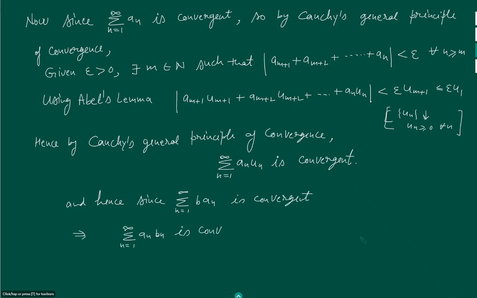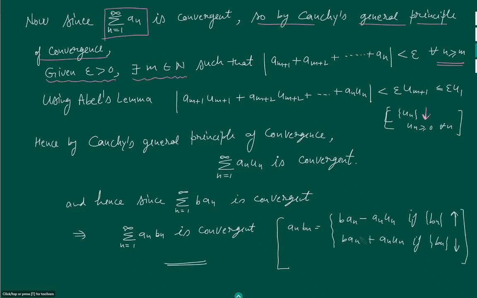Also the series summation B An is convergent, we already know. So summation An Bn is convergent, because An Bn is B An minus An Un if Bn is increasing, and B An plus An Un if Bn is decreasing. So the series summation An Bn, n varies from 1 to infinity, is convergent. That completes the proof of Abel's test.